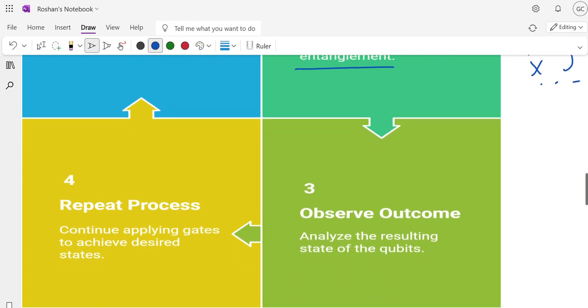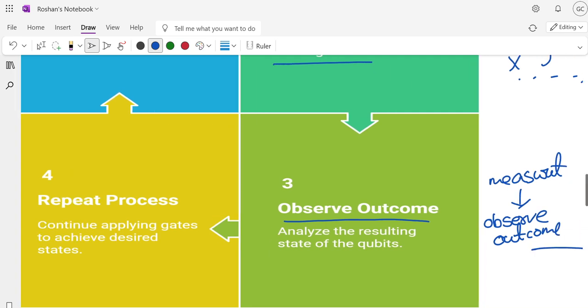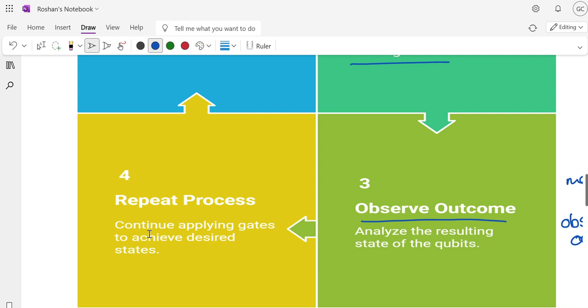Next, third step, we'll observe the outcome. That means you will use measurement here. In quantum computing, we use measurement to observe our outcome. Next, repeat the process until we achieve our desired states.